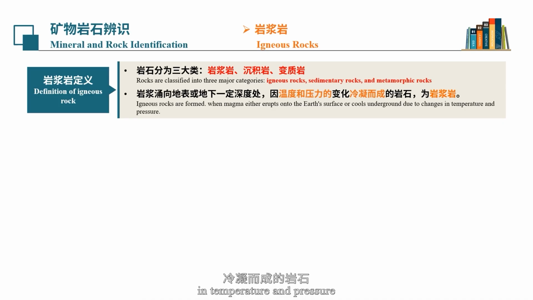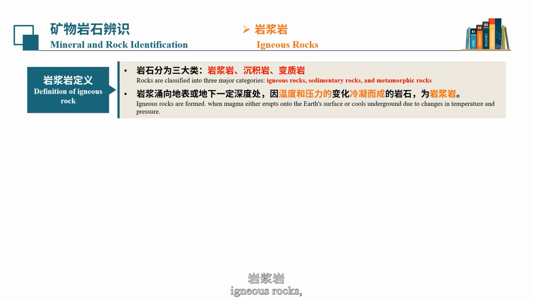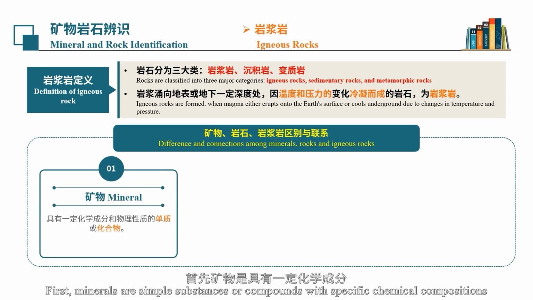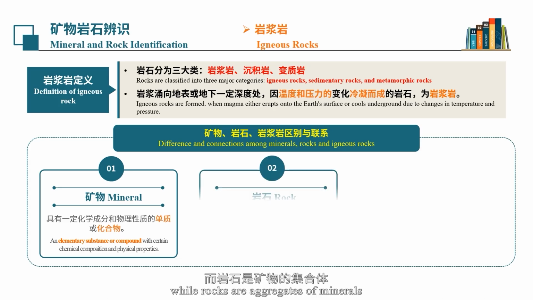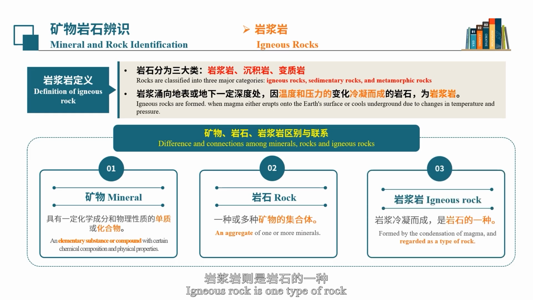in temperature and pressure. So what is the difference between the rocks we discussed in this lesson, igneous rocks, and the minerals discussed in the previous lesson? First, minerals are simple substances or compounds with specific chemical compositions and physical properties, while rocks are aggregates of minerals. Igneous rock is one type of rock. So, how are igneous rocks formed?